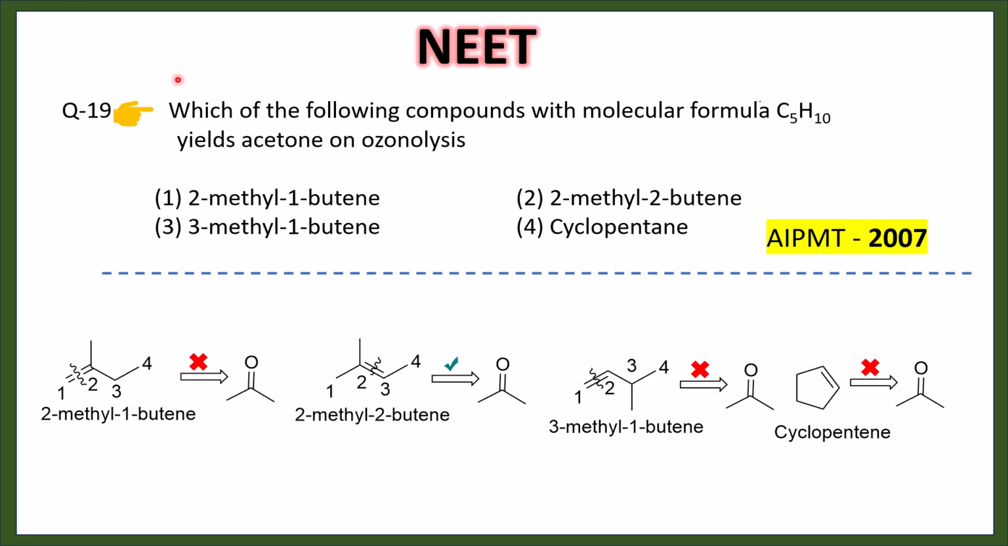Now move to NEET. Question number 19. Which of the following compounds with molecular formula C5H10 yields acetone on ozonolysis? So we have to draw its compounds. First one, we could see this could not form acetone. The second one, 2-methyl-2-butene. If we do ozonolysis, it can form the acetone. 3-methyl-1-butene. After ozonolysis, it can form acetone, and also cyclopentene can give the acetone after breaking of this double bond. So the correct answer is this one.